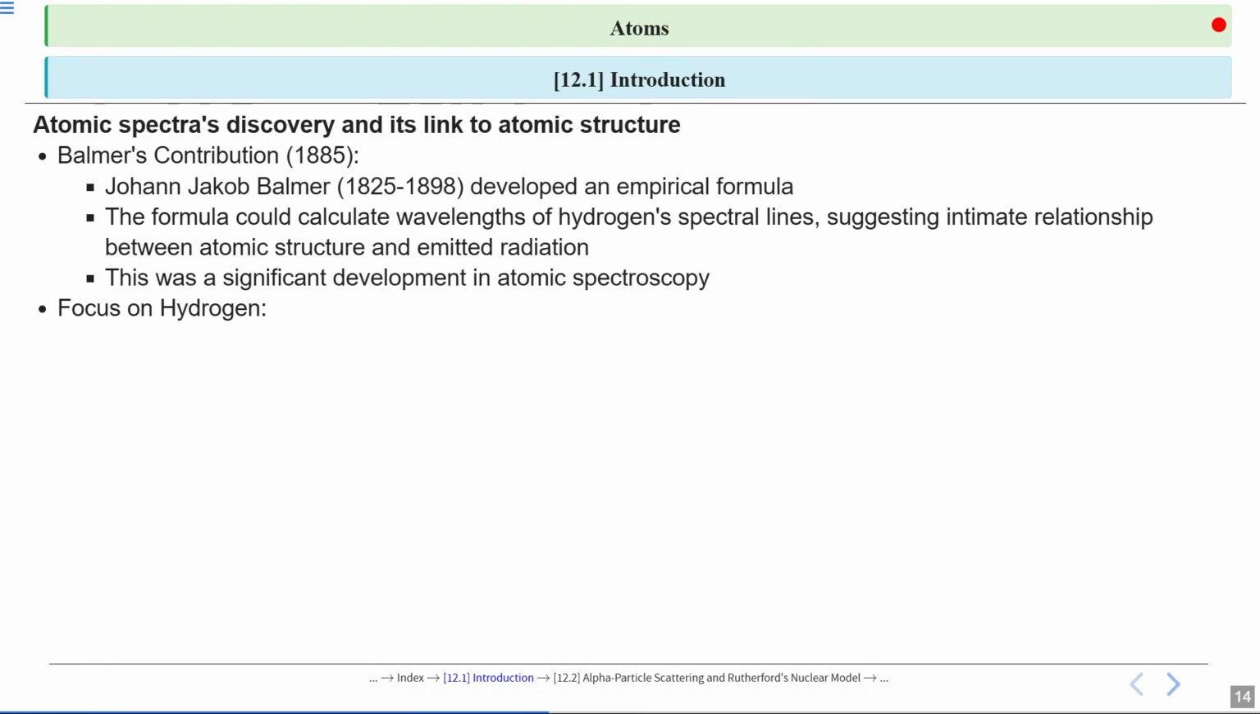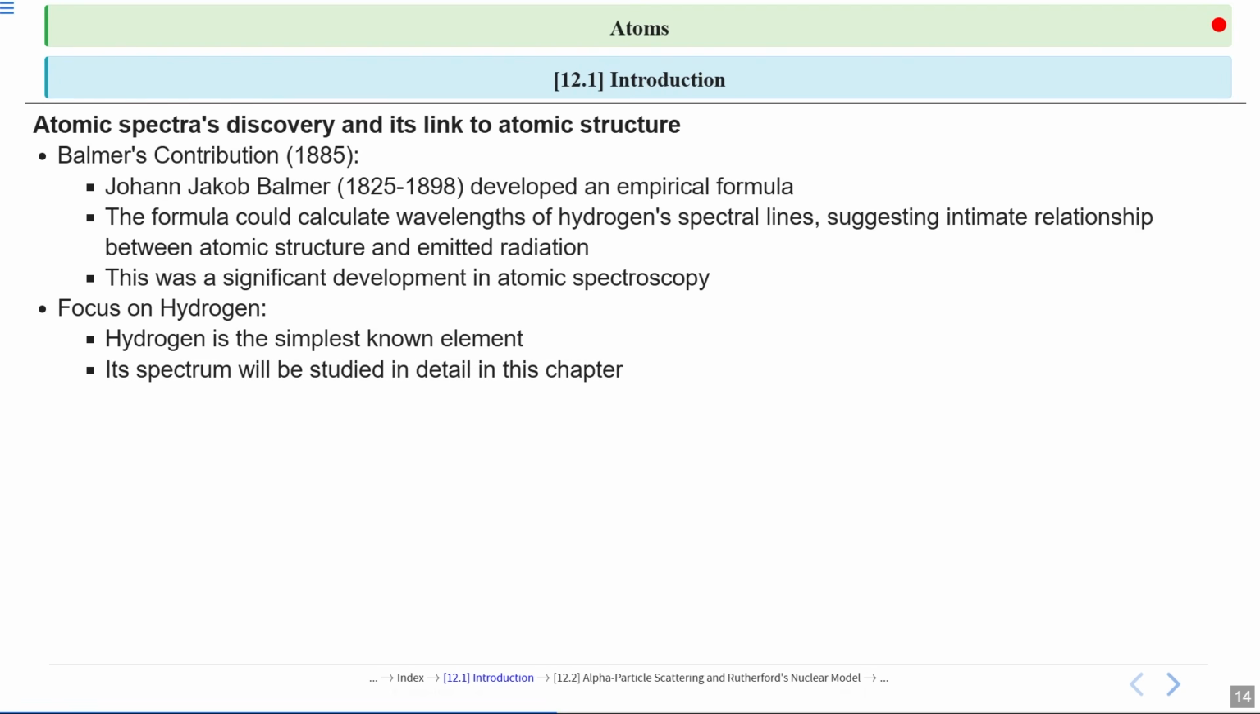So let's focus on hydrogen. Hydrogen is the simplest atom with just one proton and one electron. Because of its simplicity, it's the perfect starting point for understanding atomic spectra and the underlying physics. Hydrogen's simplicity makes it easier to study and model. With only one electron, the interactions are less complicated than in larger atoms.